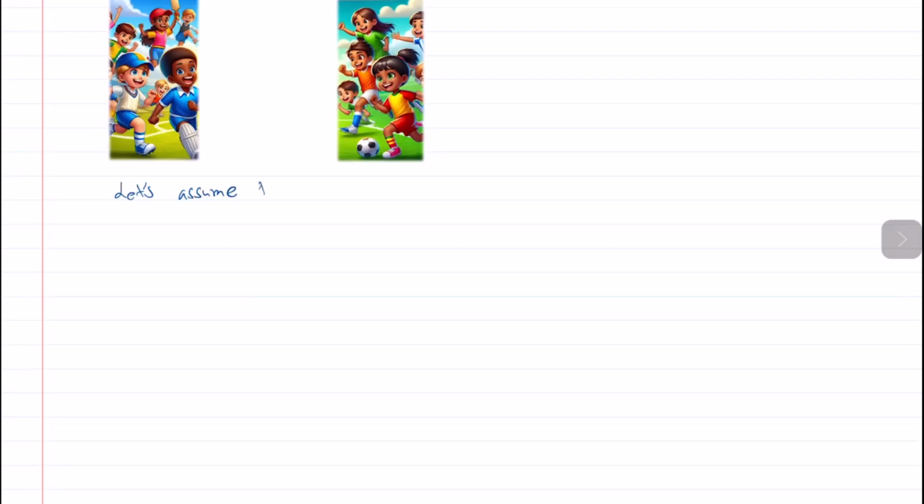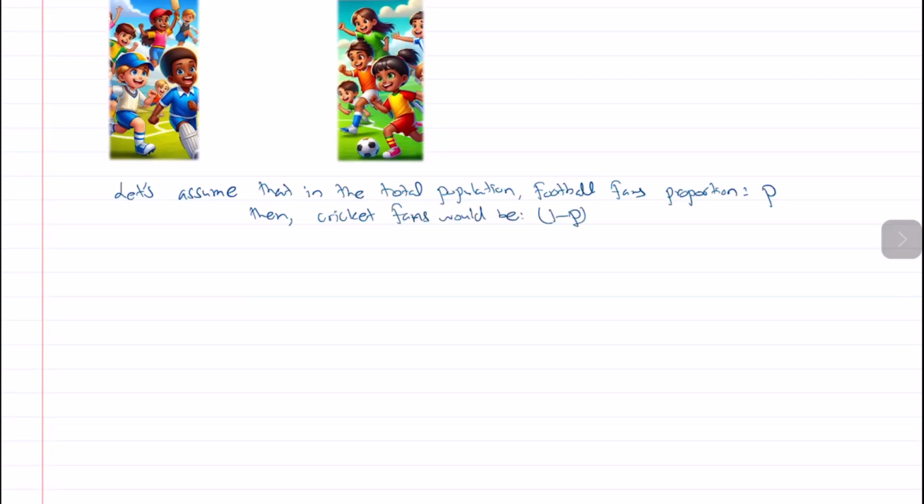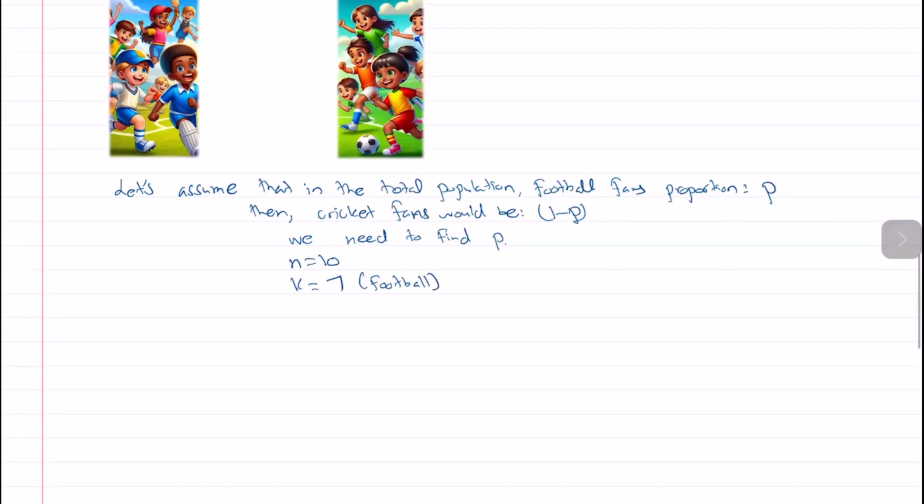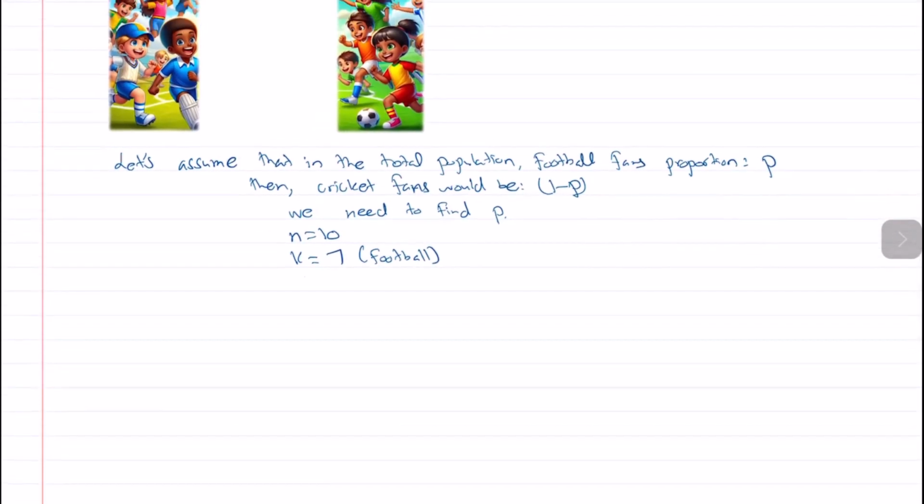Let's assume that in the total population, the football fan proportion is p. Then cricket fans would be 1 minus p. And we need to find p. So say we ask 10 people, so n equals 10, and then 7 people say that they love football, which means 3 loved cricket.